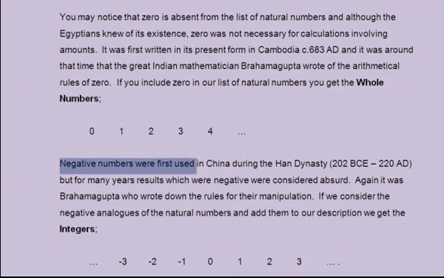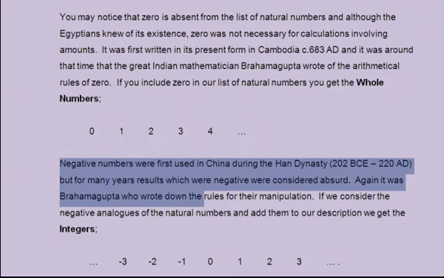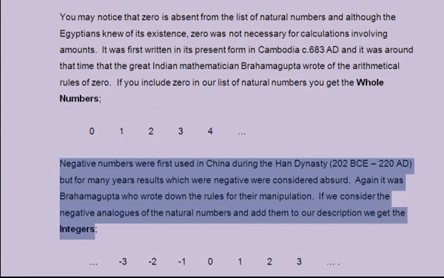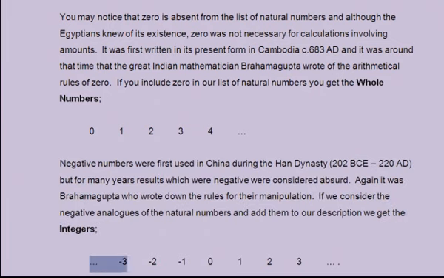Negative numbers were first used in China during the Han Dynasty, from around 202 BCE to 220 AD. For many years, results which were negative were considered absurd. Again, it was Brahmagupta who wrote down the rules for their manipulation. If we consider the negative analogues of the natural numbers and add them to our description, we get the integers: -3, -2, -1, 0, 1, 2, 3, and so on.